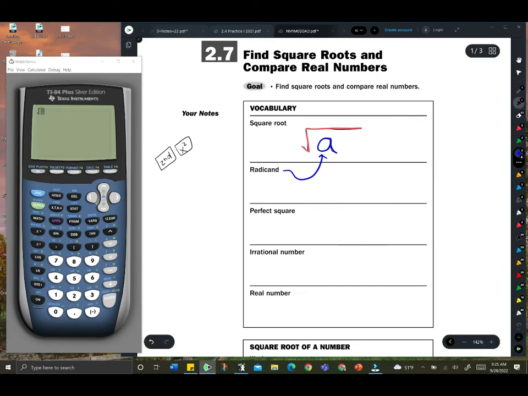A perfect square is a number multiplied by itself. Okay, so something like 4 times 4 would be a perfect square, and it equals 16.